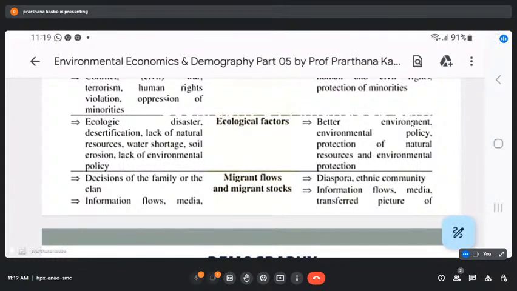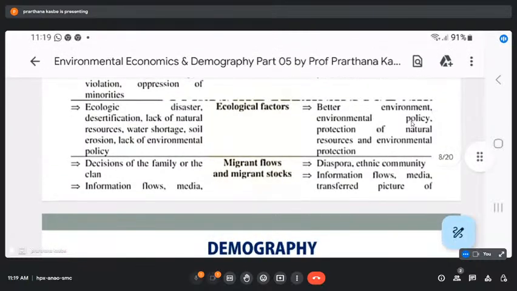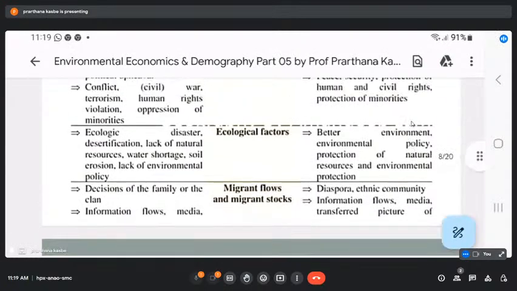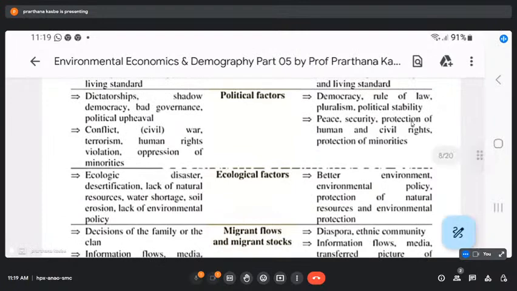The last one is the migrant flows and the migrant stocks. The decisions of the family or the clan. Information flows, media. Then the ethnic community, information flows, the media, transport, picture. These are some pull factors.